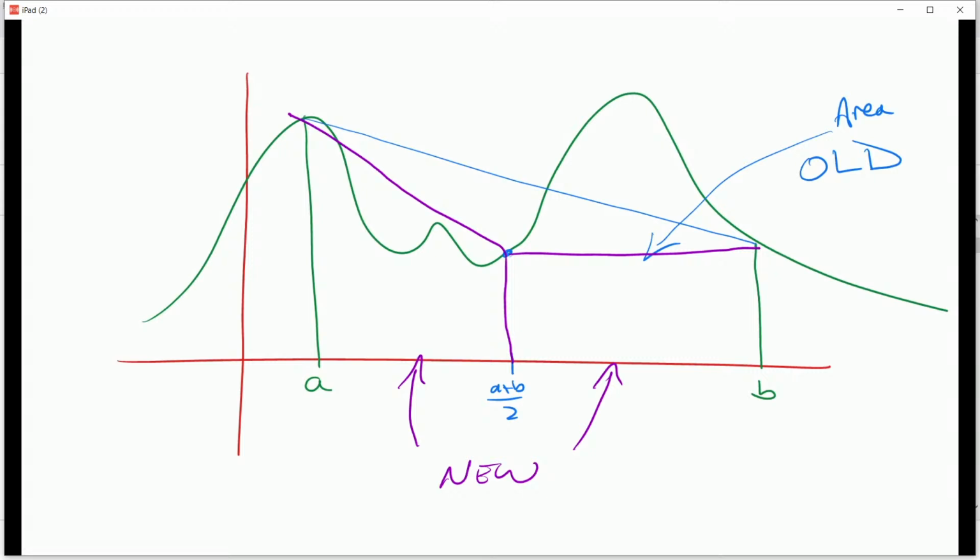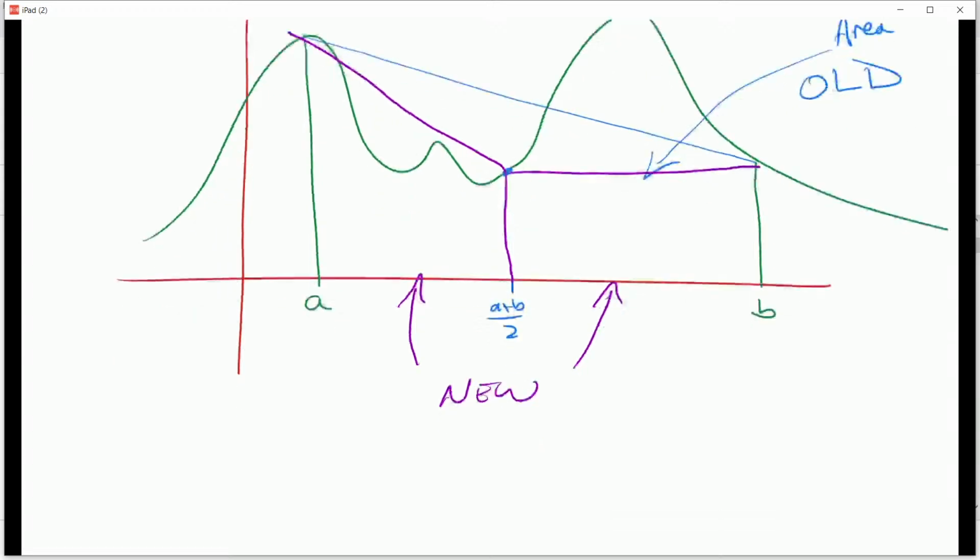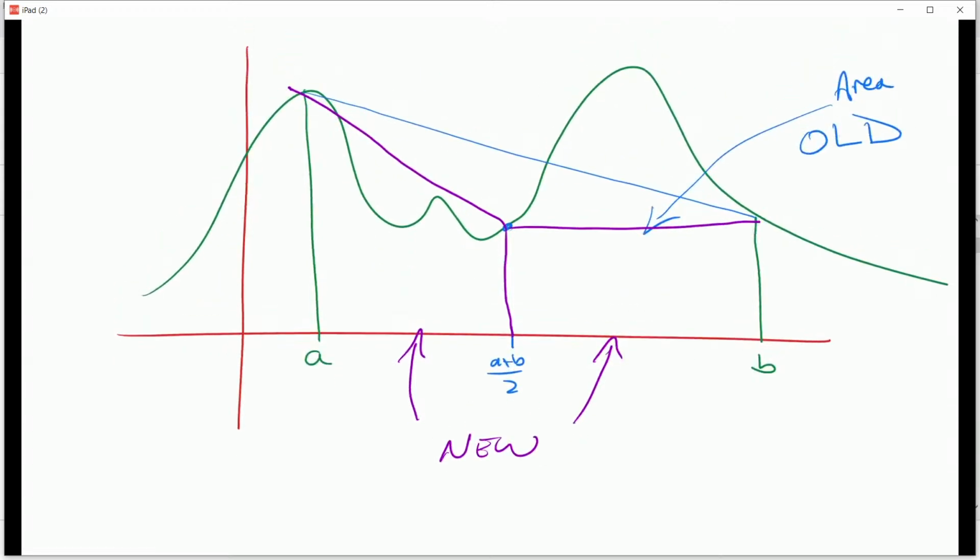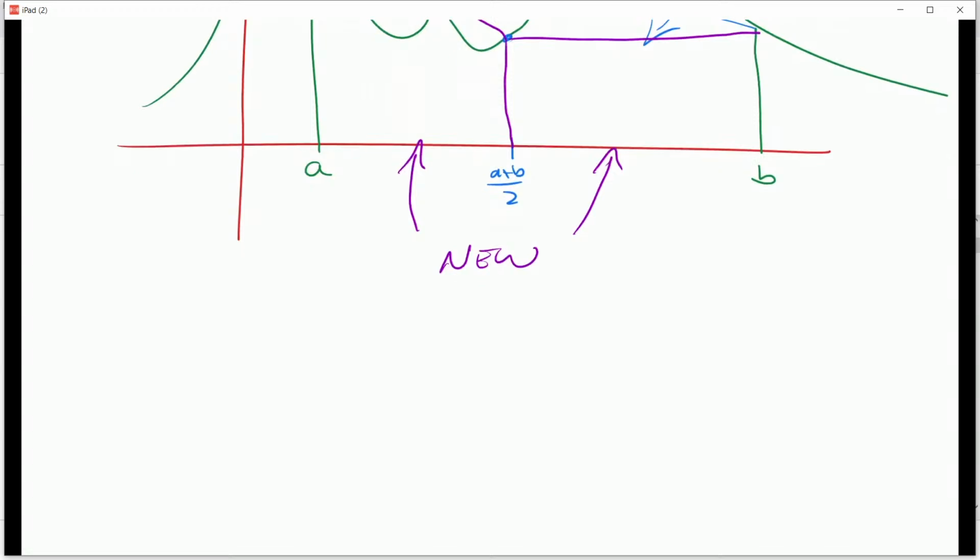And then what we try to figure out is, have we gotten close enough to the truth? The truth, of course, is the actual area under this curve. And so the way we evaluate if we're close enough to the truth is we ask, what's the difference between old and new? So you do old minus new, and you say, okay, is that close enough? Of course, absolute value, that's going to be an estimate for how close we are to the truth.